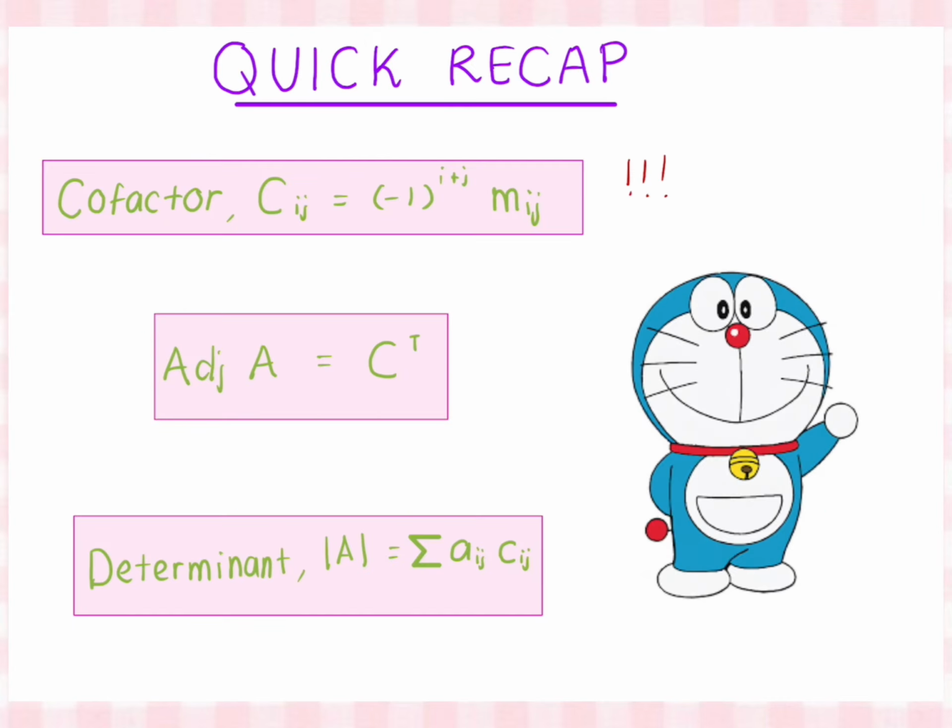Congrats guys, you've come to the end of our study. So let's recap the important formulas that we just learned together. First, cofactor. We need to know that the formula is Cij is equal to negative 1 to the power of i plus j times minor ij. And the second one is adjoint A. We need to know that adjoint A is equal to C transpose. And the last one is determinant, which is equal to the sum of Aij times Cij.